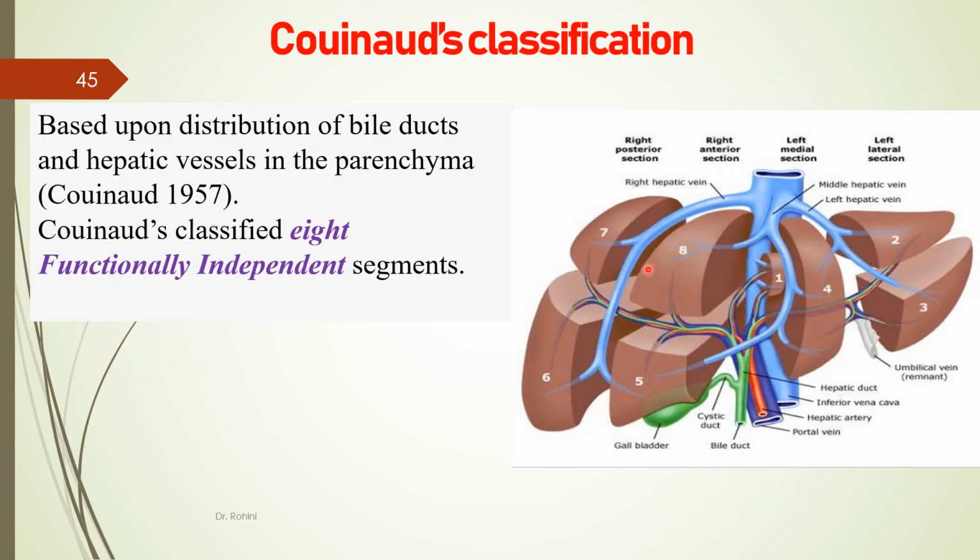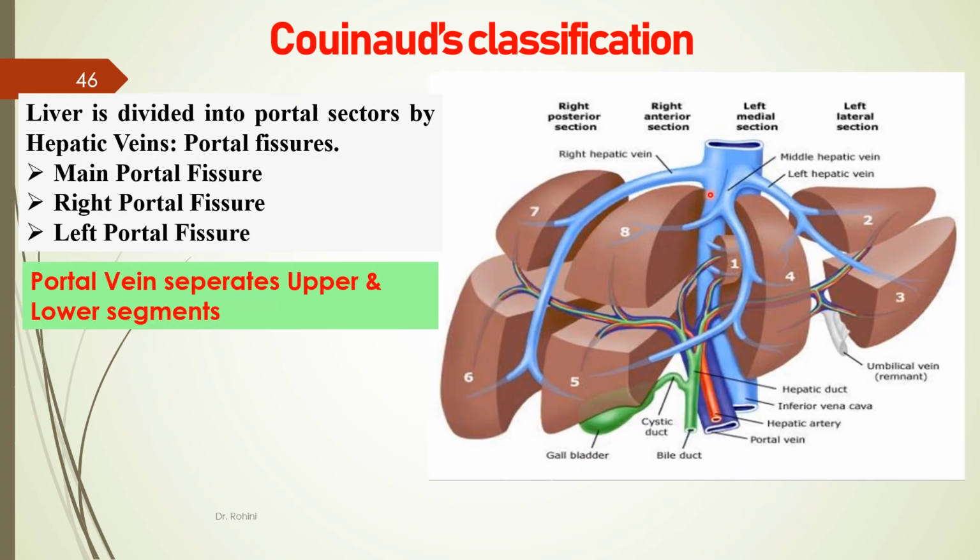They are again divided into small segments by Couinaud in 1957 based upon the distribution of bile ducts and hepatic vessels in the parenchyma. The 8-segment anatomy of the liver is important because these segments are functionally independent segments. They have their own vascular inflow, outflow, and biliary drainage. So how are these segments divided?